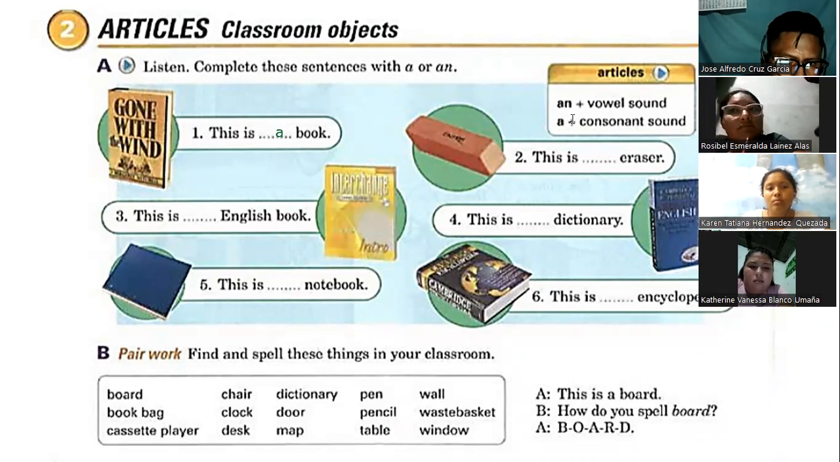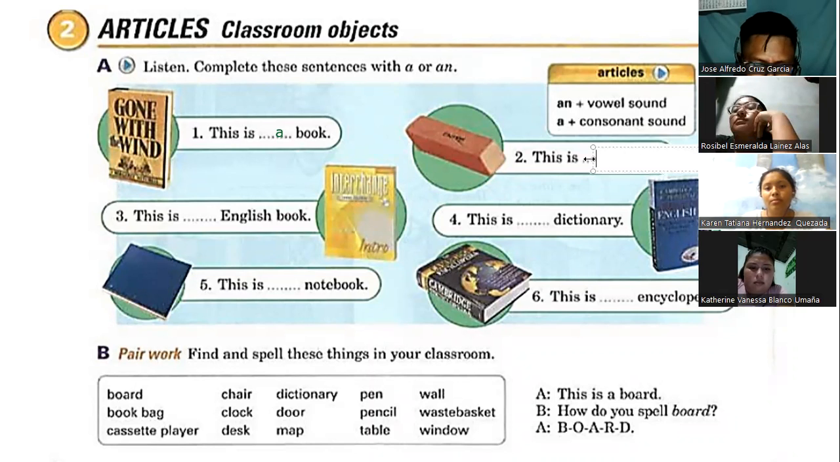Una cosa. Y si se fijan, usamos a before a consonant sound. Cuando la siguiente palabra tiene un sonido consonante. Pero si la palabra tiene un sonido vocal, entonces no vamos a usar a. We're gonna use an. For example, this is an eraser. ¿Por qué se le pone el an? Porque imagínense que no usáramos la n. Sonaría bien extraño: this is a eraser, this is a elephant, this is a apple. This is an umbrella. This is an orange. This is a uniform. So we use an before vowel sounds.